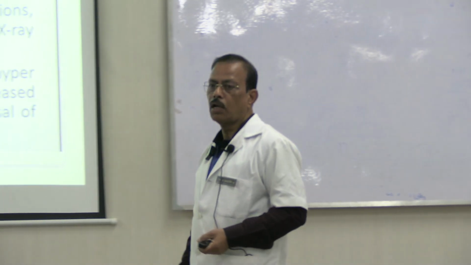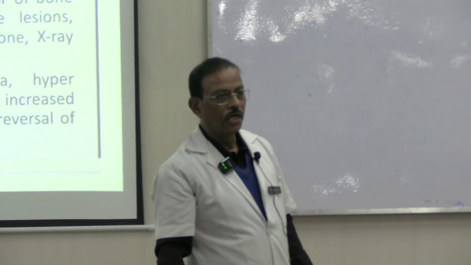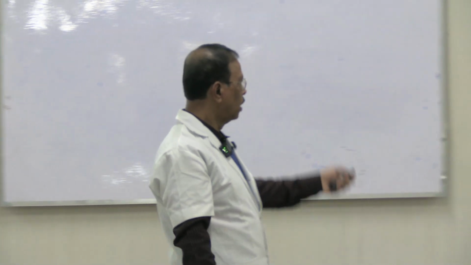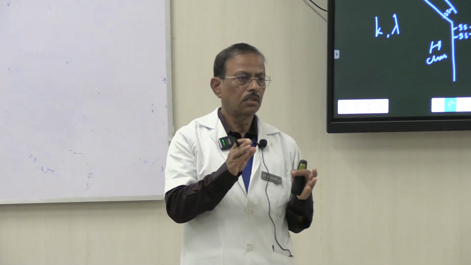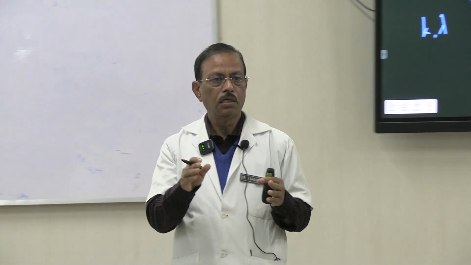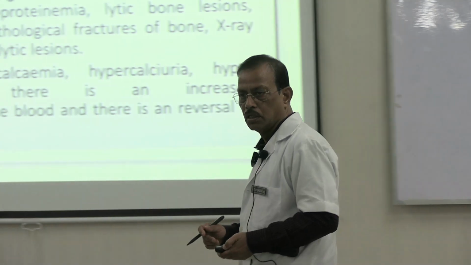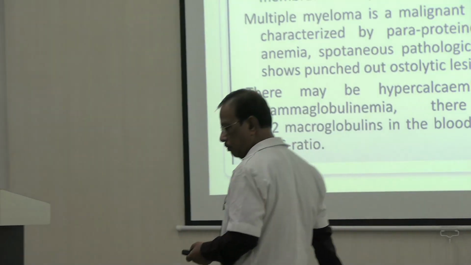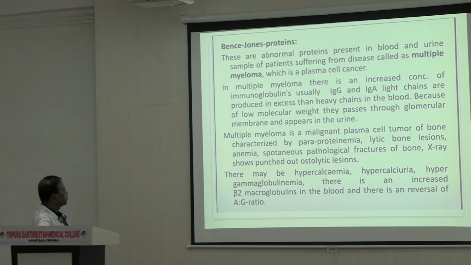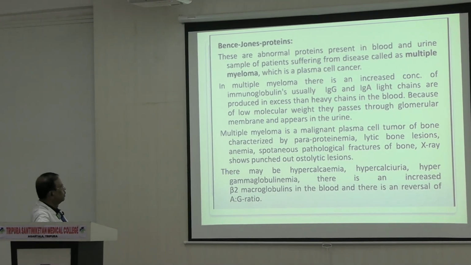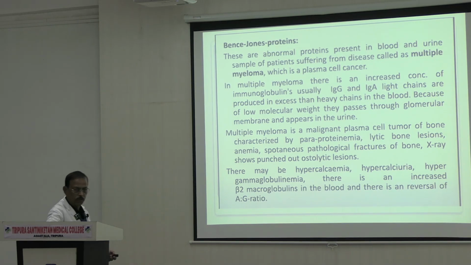In multiple myeloma, there is huge production of these short chains, but the required amount of heavy chain is not produced. So the excess kappa and lambda chains are excreted in the urine. This is the Bence Jones protein. Because of the low molecular weight, they pass through the glomerular membrane and appear in urine.